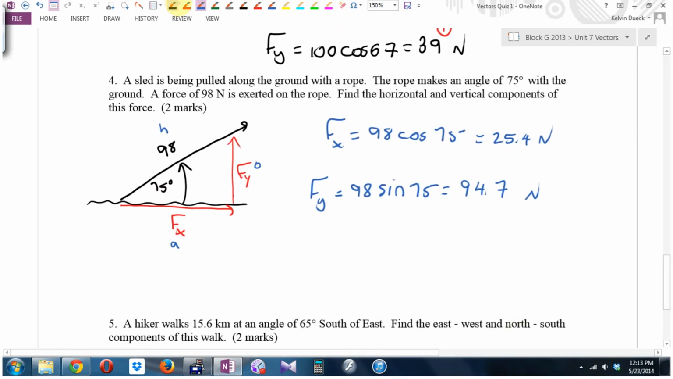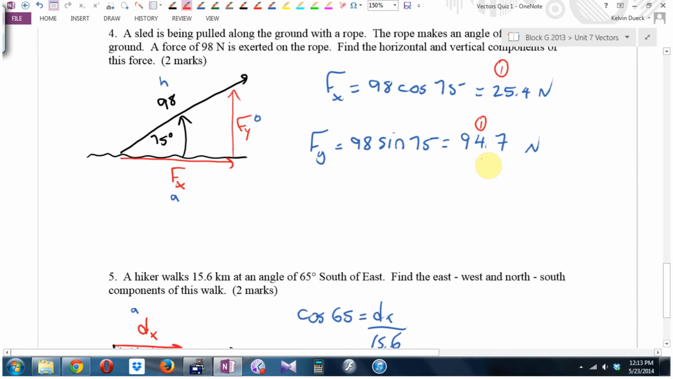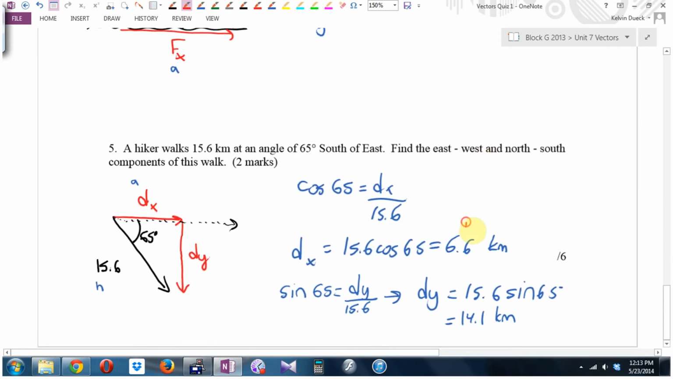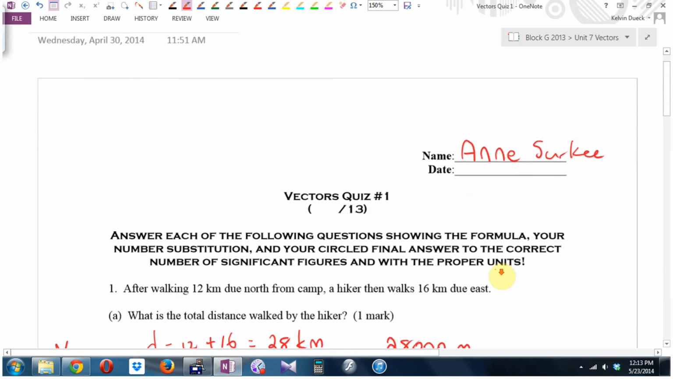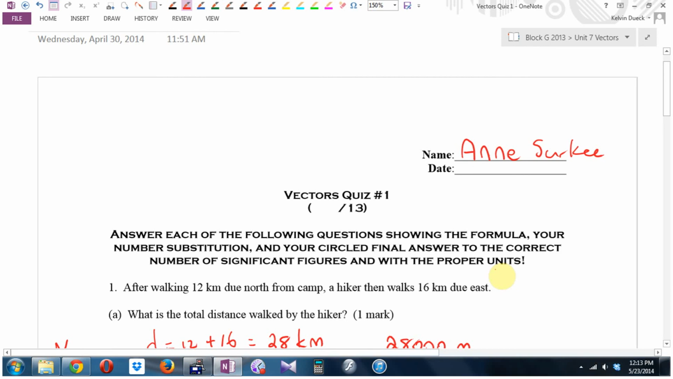By the way, same as here as well. One mark for that, one mark for that. Half mark off if you got the x and the y mixed up. One mark for that, one mark for that. Half mark off if you got the x and the y mixed up. Can you give yourself a score out of 13, please?